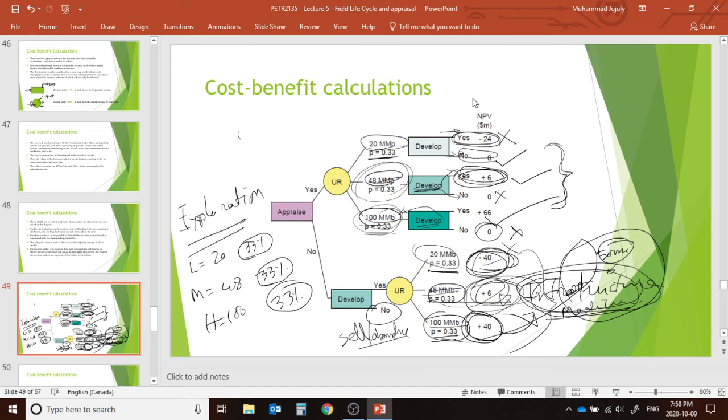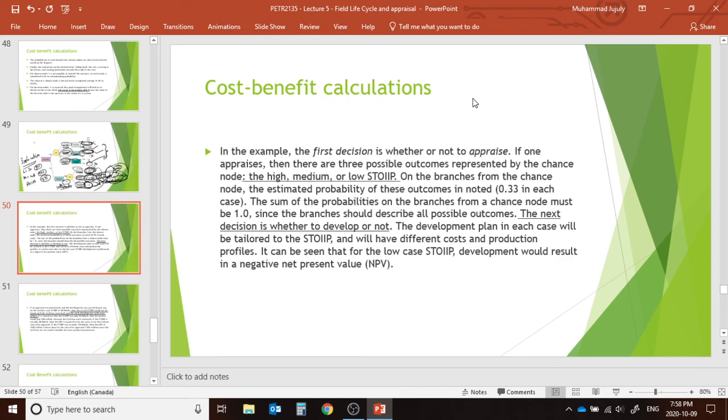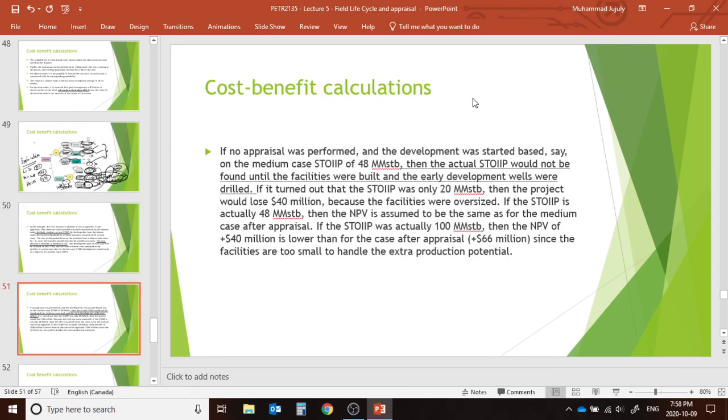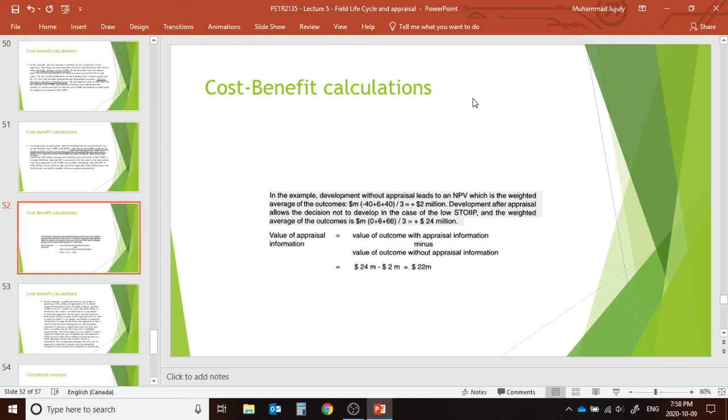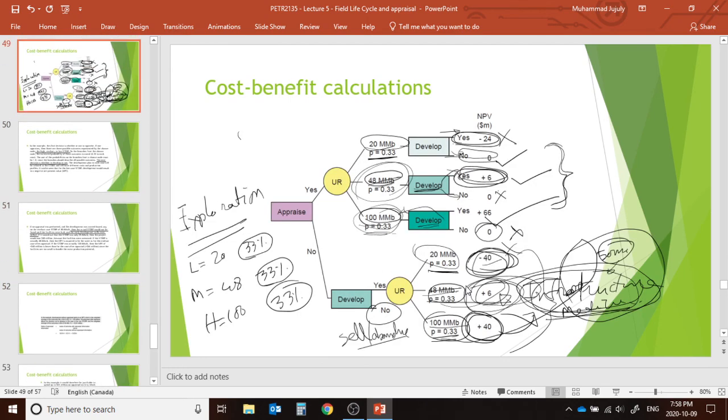Now, these are just estimations, but really how would we actually make the decision, like should we actually continue or not? So let's see how we can do that. In that case, what do we know about the appraisal? We know the value of the appraisal information is equal to the value of total outcome with appraisal information minus the value of outcome without appraisal information. That means the value with appraisal information. What are the values?